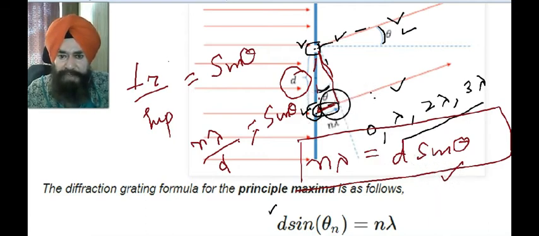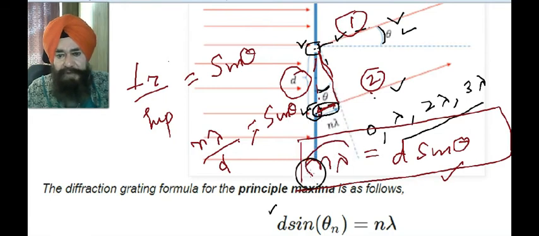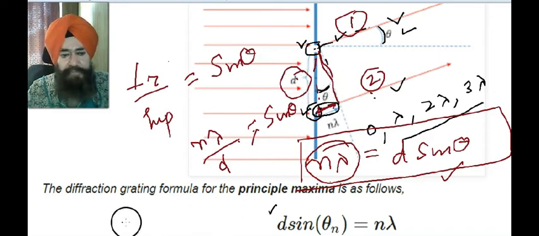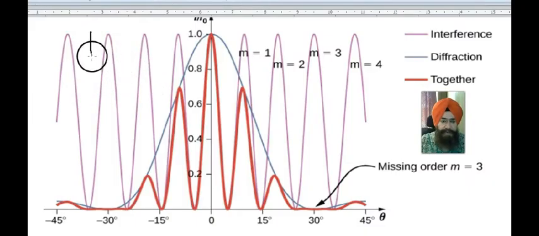Okay, if the additional path between the two beams, beam 1 and beam 2, equals n lambda, then it will be constructive interference. And this perpendicular is basically d sine theta. So if I'm having a double slit, then from these two slits, there will be interference as well as diffraction.